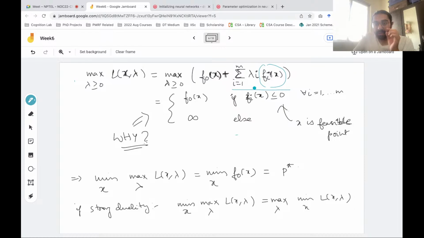So this is true. If even a single constraint I violate, right? Let's say there is some constraint j which a point x is violating. That means f j of x, let's say I'll call it x tilde, is greater than 0. So what I can do is I can choose lambda j tending to infinity, because I'm trying to maximize. I can choose any lambda such that lambda should be more than 0. So I can choose lambda infinity also. If I choose infinity, immediately this whole function goes to infinity. So this particular maximizing with respect to lambda with the constraint greater than 0 basically gives me either f naught of x or infinity.